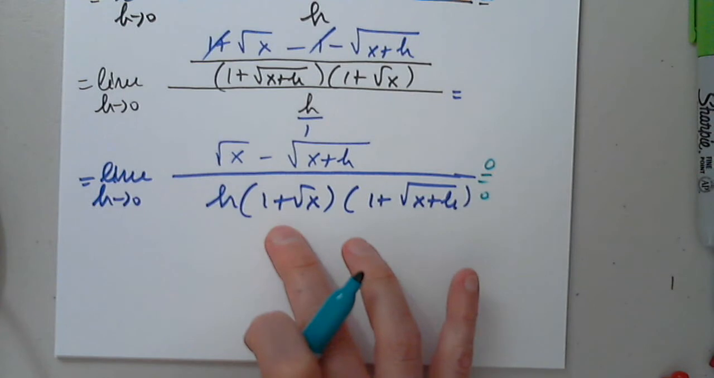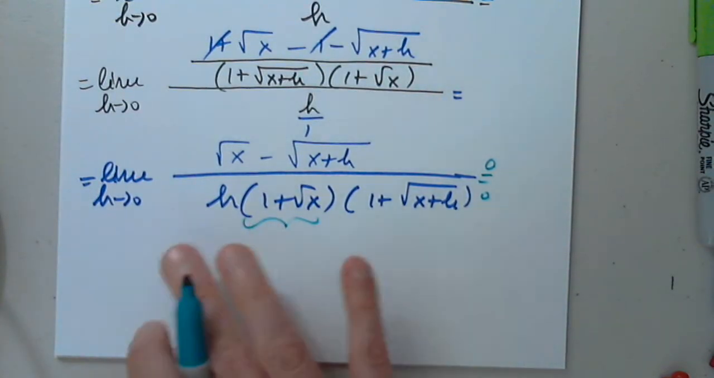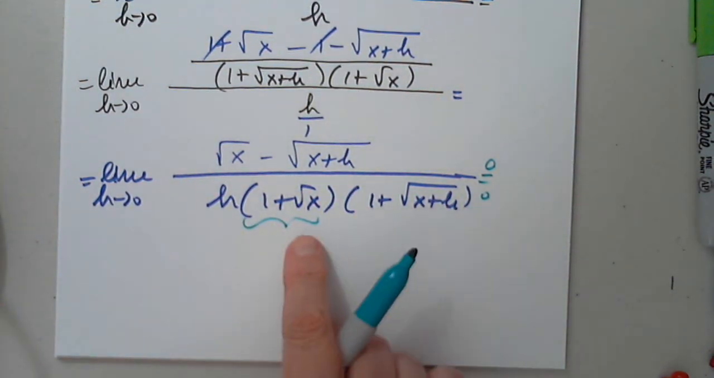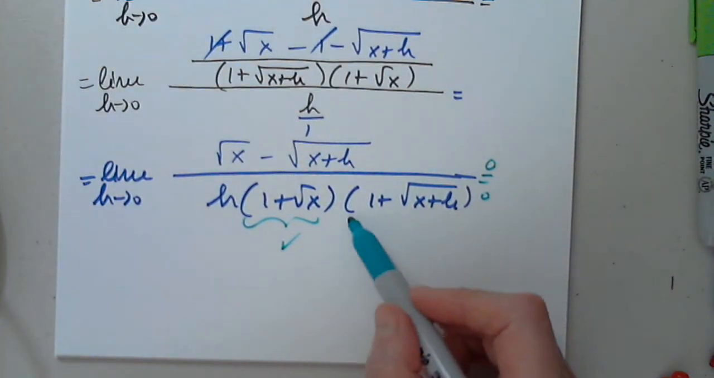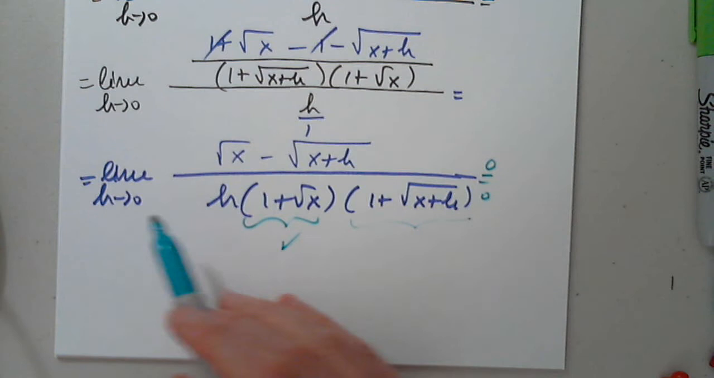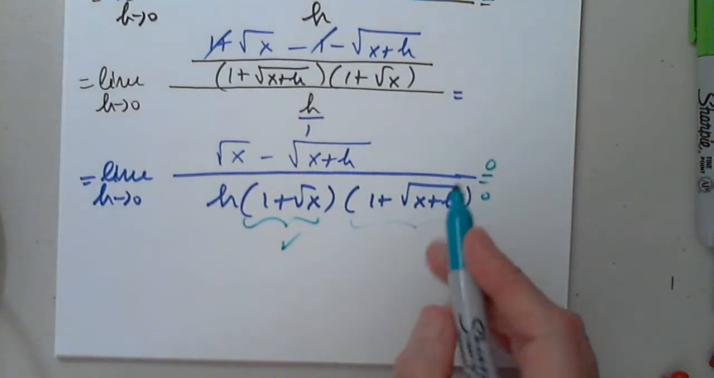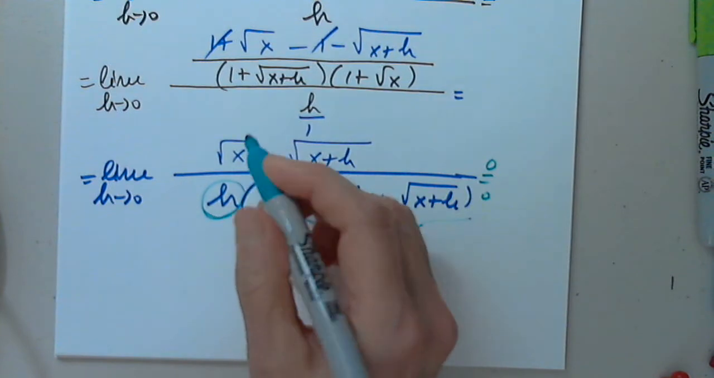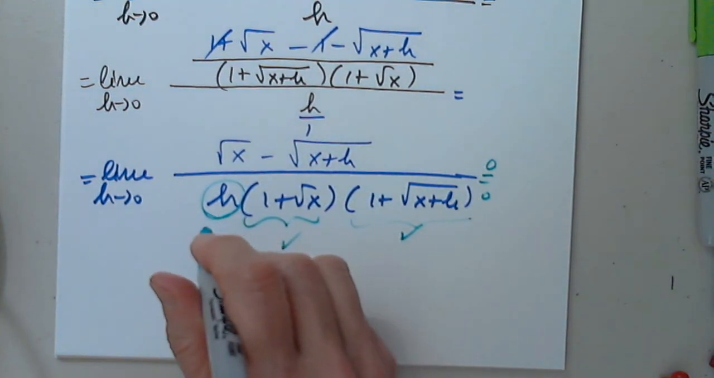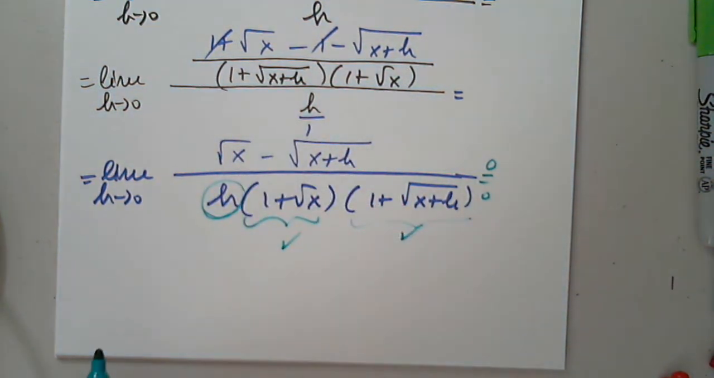These are friendly. This is no threat. It's 1 plus the square root of x. When h approaches 0, who cares? This is no threat. This is no threat. When h approaches 0, this is 1 plus the square root of x. No threat. This is the threat. This is what I want to get rid of. And of course, the numerator shouldn't be 0. Okay, so what is the next step?